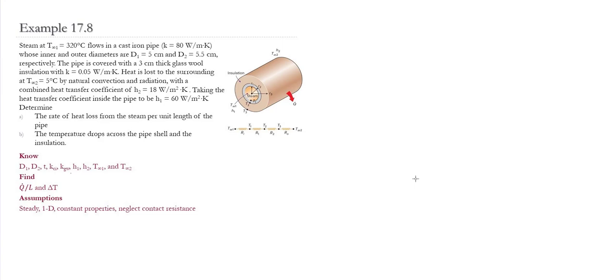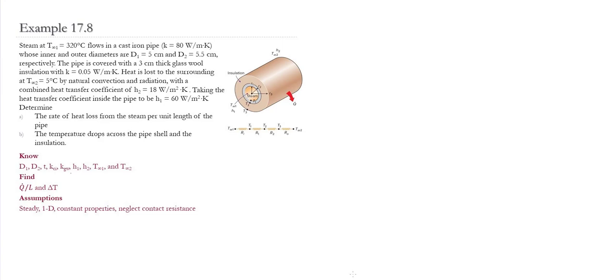Heat is lost to the surrounding at a temperature of 5 Celsius by natural convection and radiation with a combined heat transfer coefficient of 18 watts per meter square Kelvin. Taking the heat transfer coefficient inside to be 60 watts per meter square Kelvin, we need to determine the rate of heat loss from the steam per unit length to the pipe. And also we need to determine the temperature drop across the pipe shell and across the insulation.